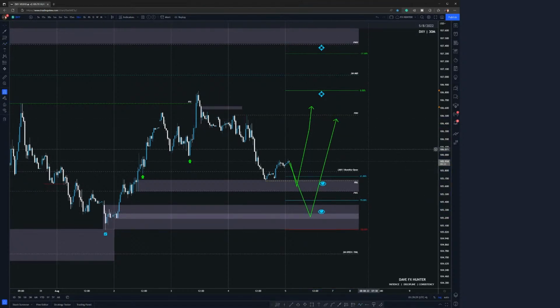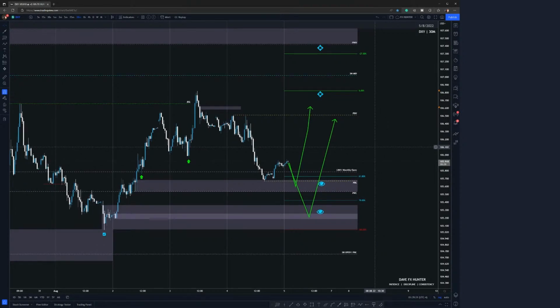I'm currently not trading the dollar index. However, I have a broker where I can trade it, but I'm not trading it.